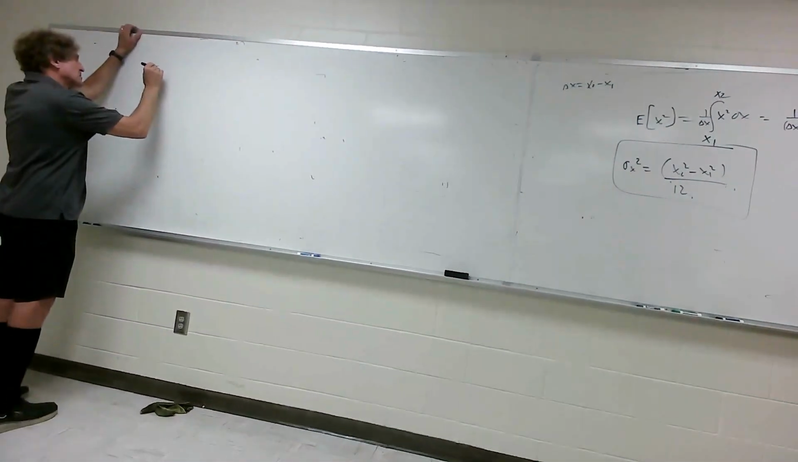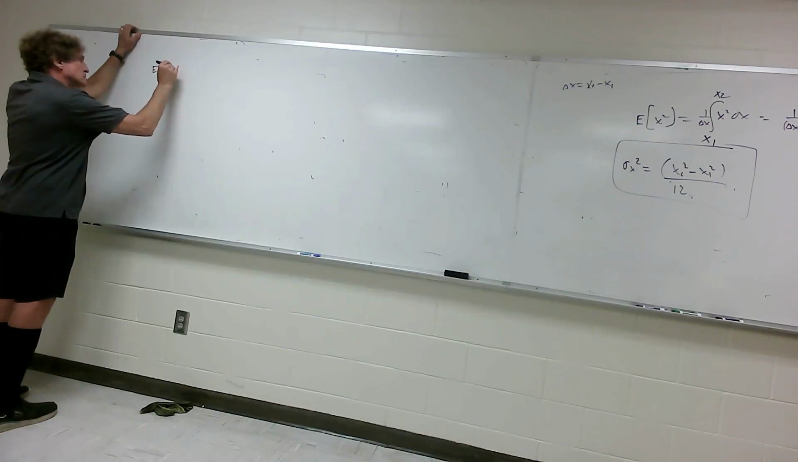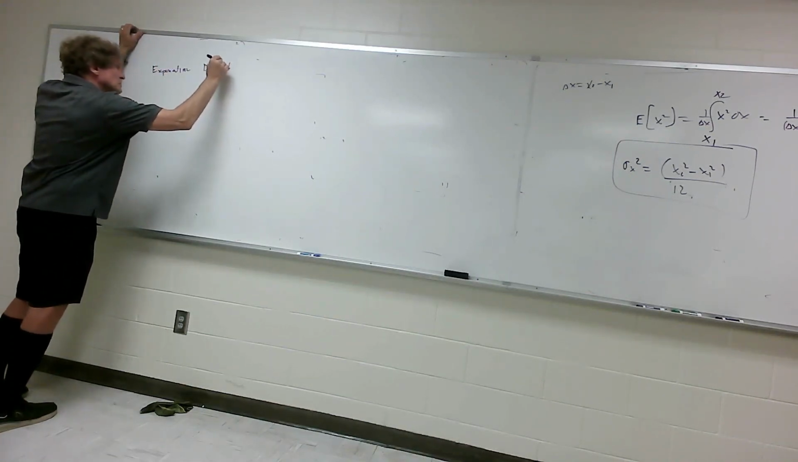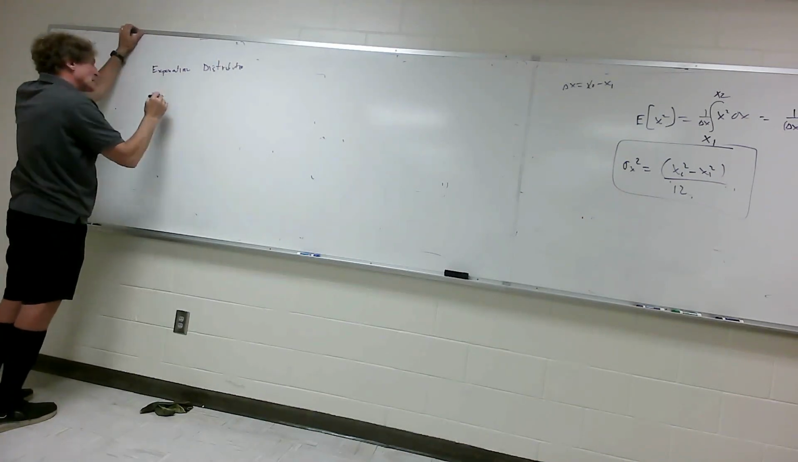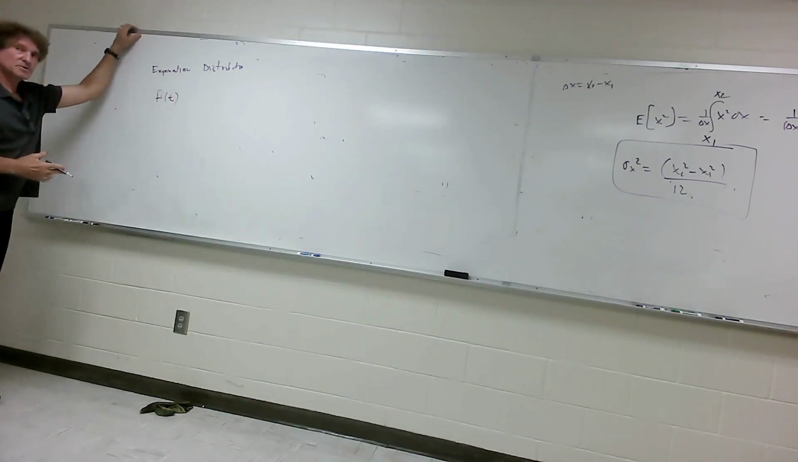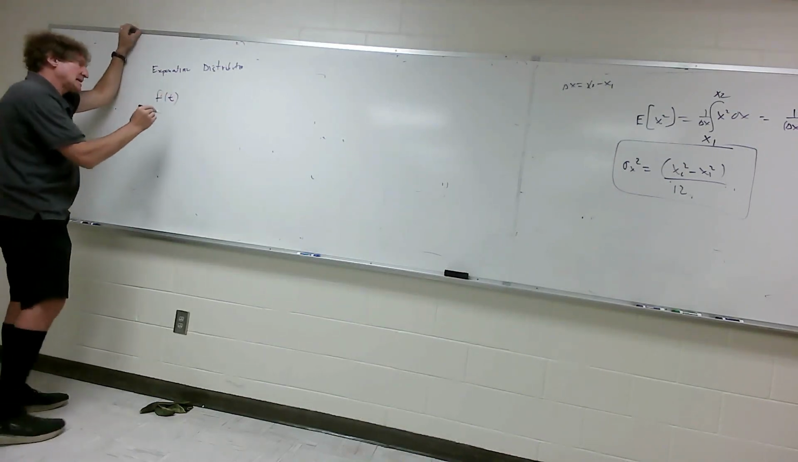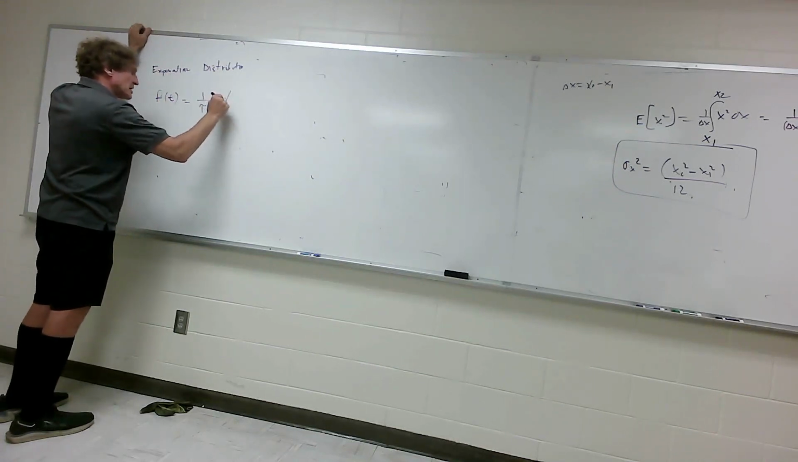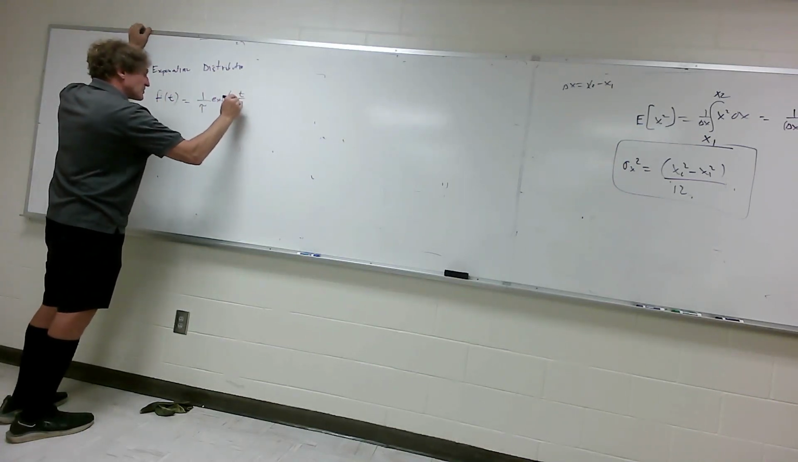So the exponential distribution is going to be this. It's f of t, and he's going to do this in time. He's going to say it's equal to 1 over tau exp of minus t over tau.